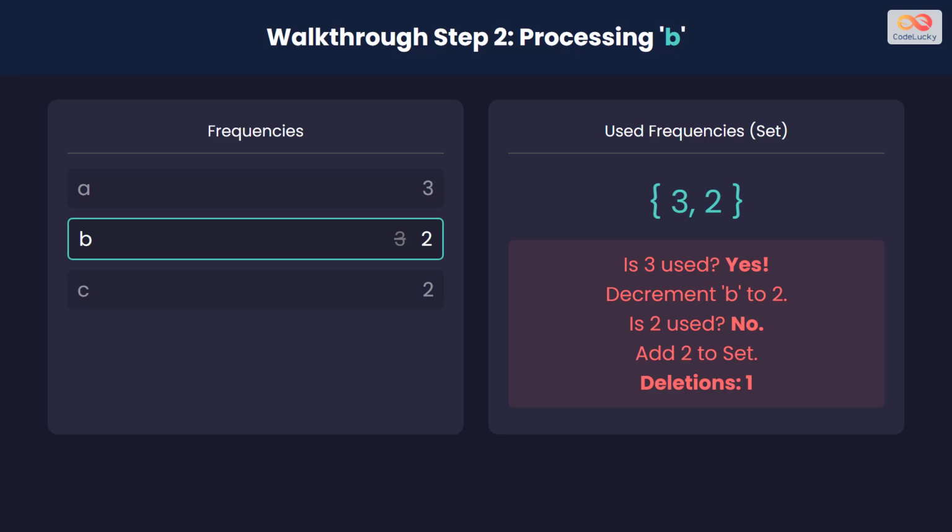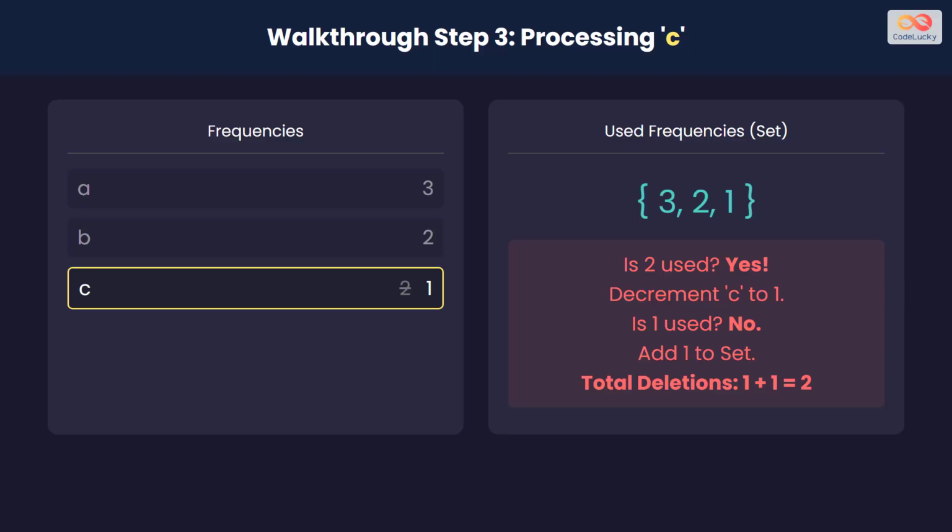Next, we process B, which also has a frequency of 3. We check our set. Is 3 used? Yes, it is, so we must delete 1 B. The frequency drops to 2. Now we check. Is 2 used? No, it is not in our set yet, so we lock in 2 and add it to the set. We performed 1 deletion here.